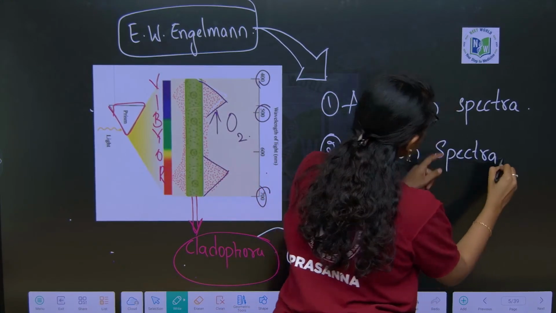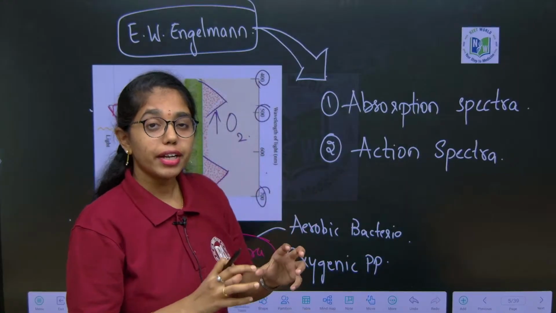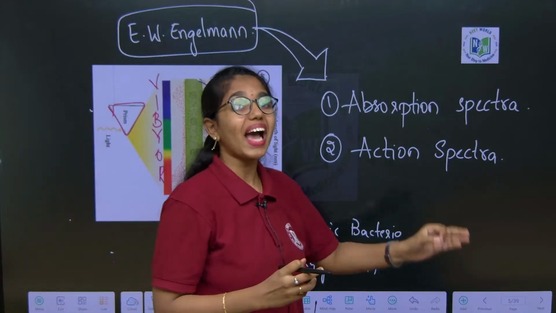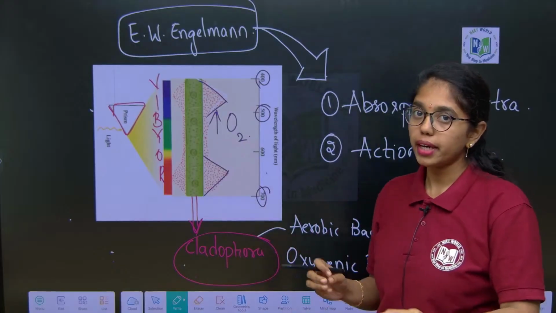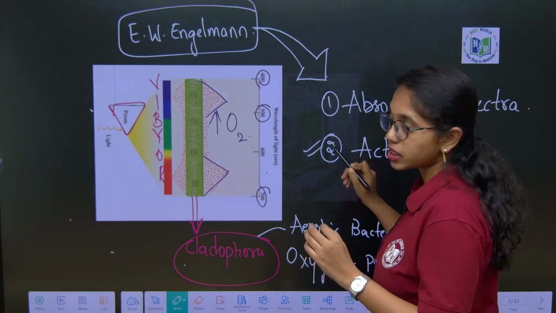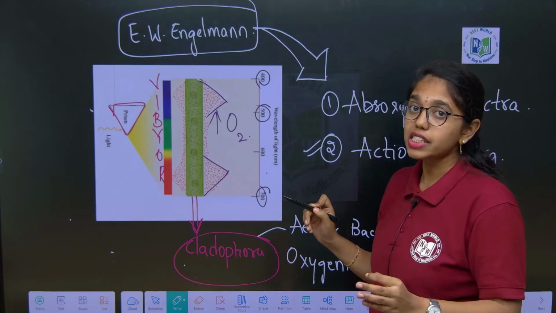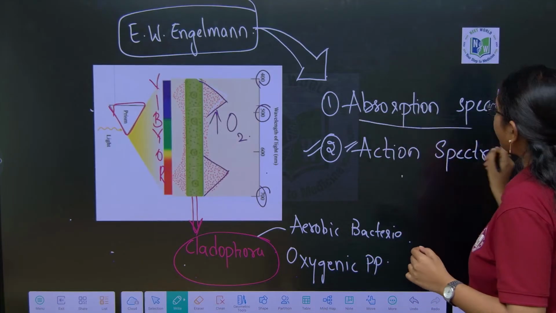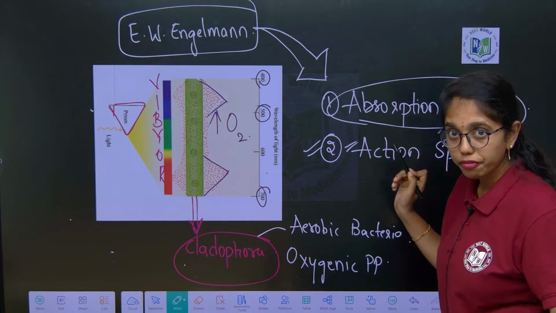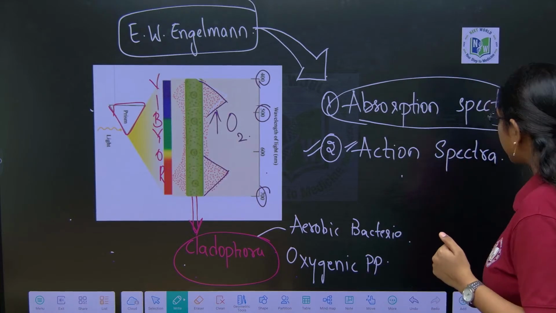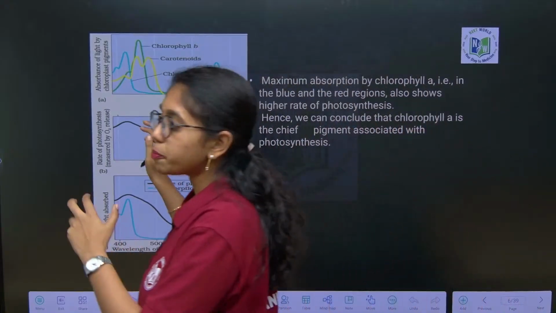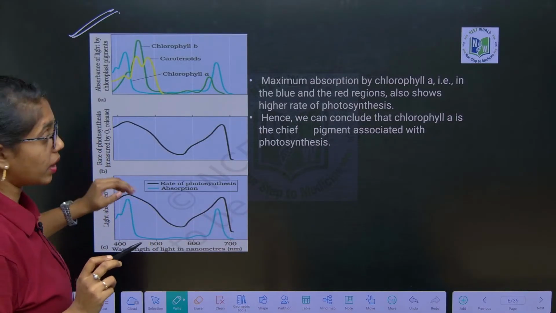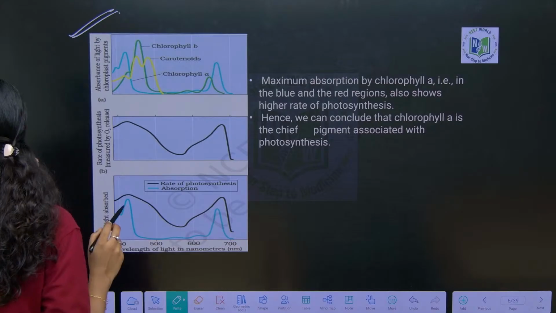The absorption spectra will show you the different wavelengths of light absorbed by different pigments. The action spectra will show you the maximum wavelength of light absorbed by one pigment, or the maximum photosynthesis conducted at that wavelength. Different pigments absorbing different wavelengths of light is projected in the absorption spectra. So based on the action spectra and absorption spectra, these are the 3 diagrams which are given, showing both.